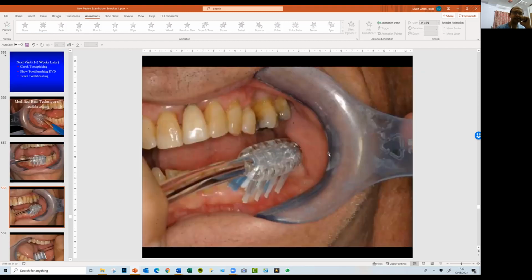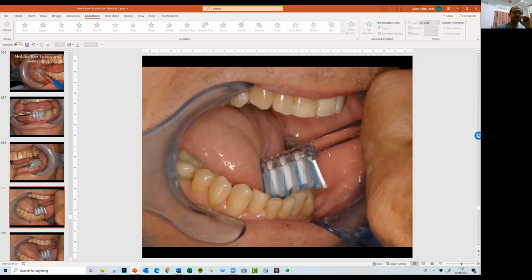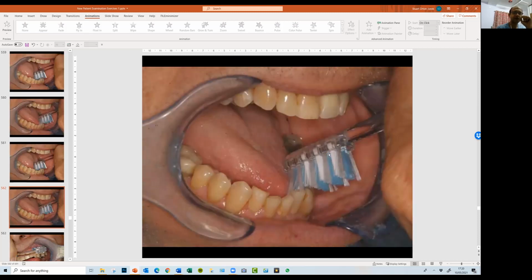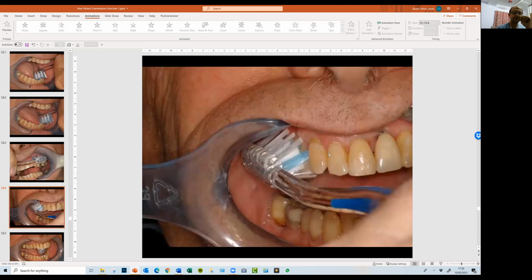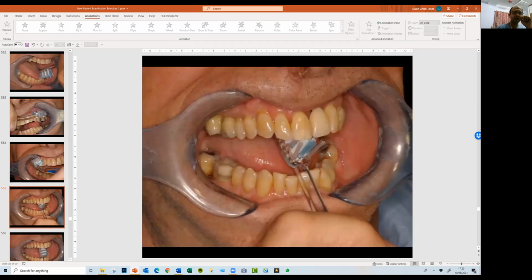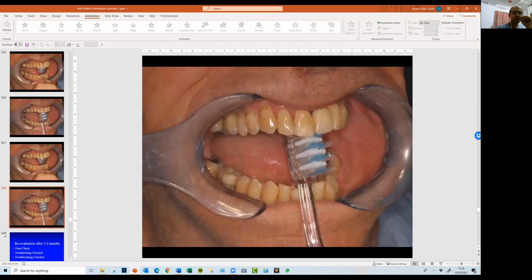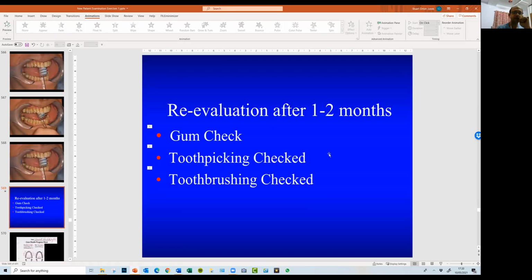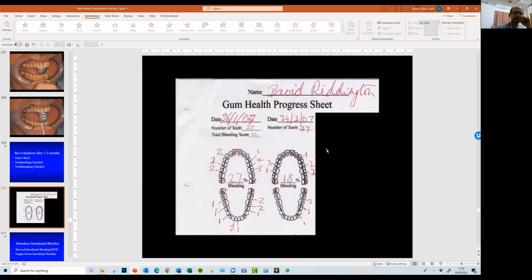Best technique of toothbrushing, scrubbing up and down as you've learnt, 45 degrees, scrubbing in and out on the front teeth 10 times. And then about 1 to 2 months later, I did a gum check, toothpicking check, toothbrushing check. He got down to 18%. Bear in mind, he's got pockets, okay? So he's not likely to get it down completely without some intervention.